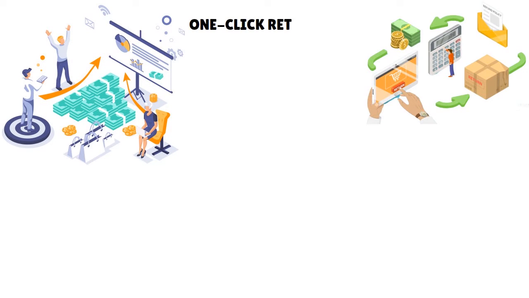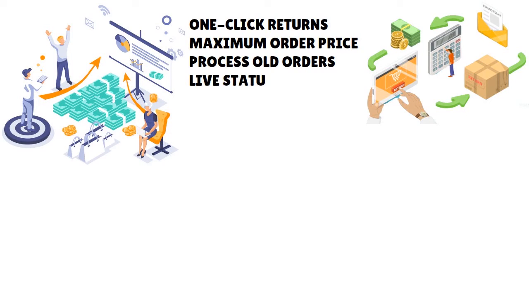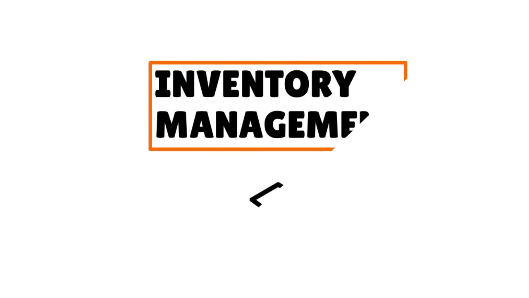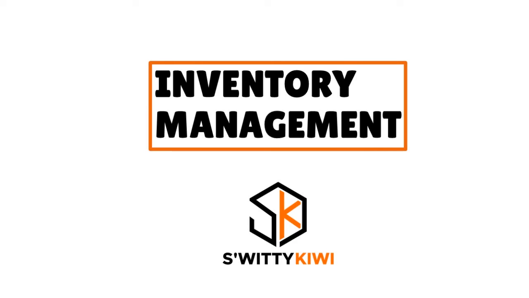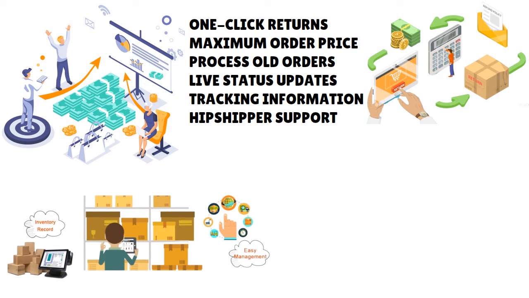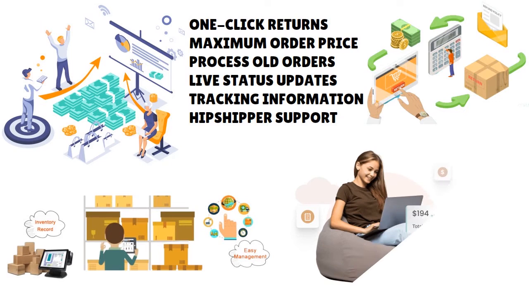You have one-click returns, maximum order price. You are able to process old orders. You have live status updates, tracking information, shipper support, and you also have inventory management here. We love that a lot because you are able to manage your inventory properly, no matter how many products you have in your store. AutoDS will help you manage your products quickly and efficiently. That way you can save money and actually go on with your business.